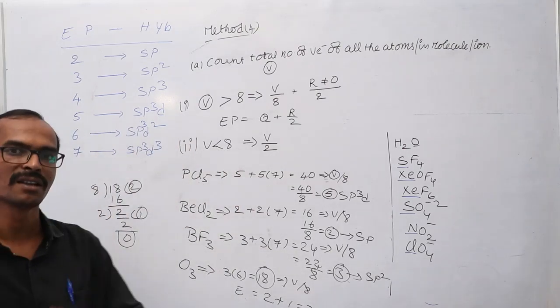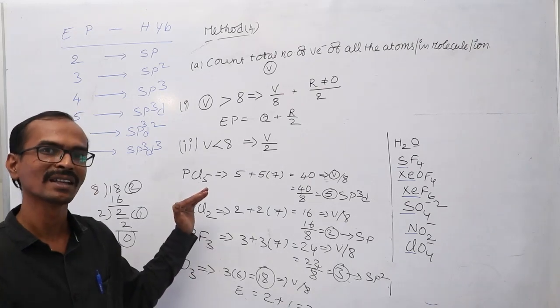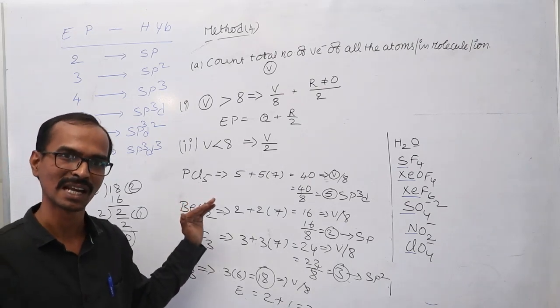Okay, these are the different methods for determination or identifying the hybridization of the central atom.